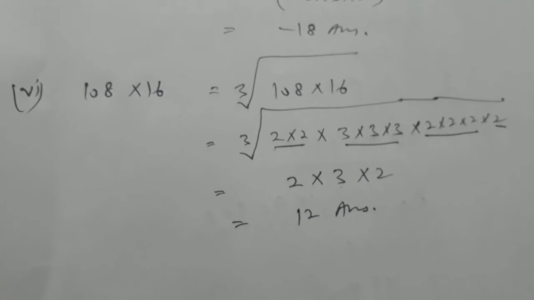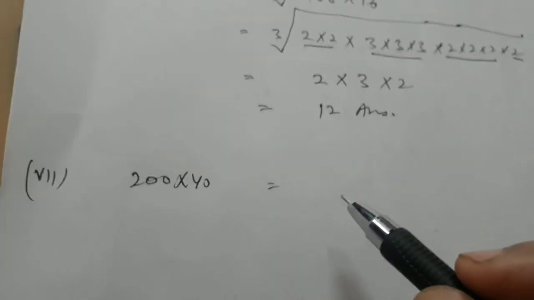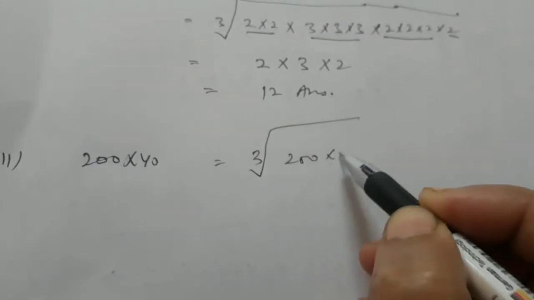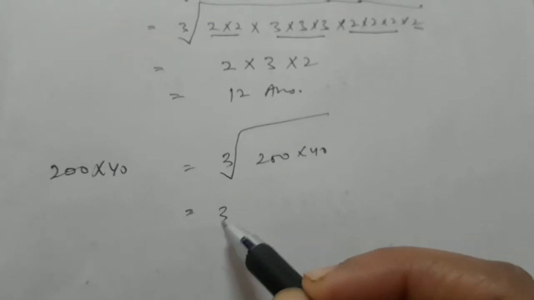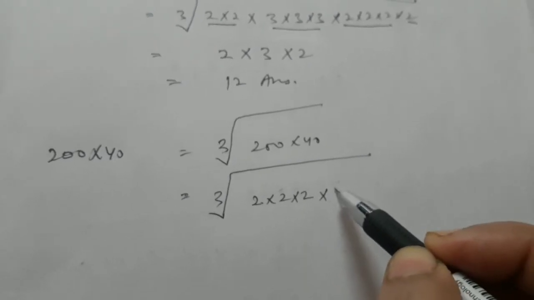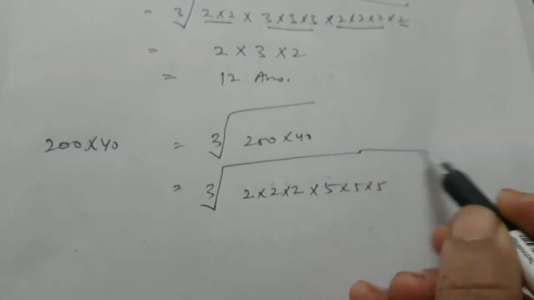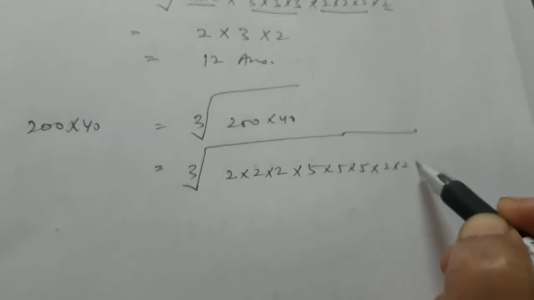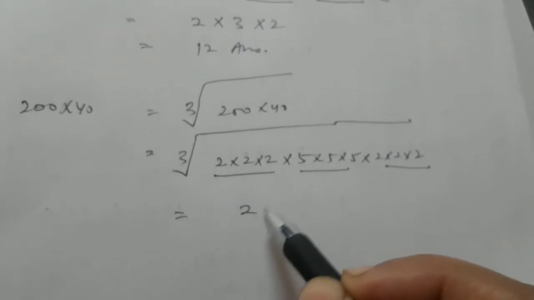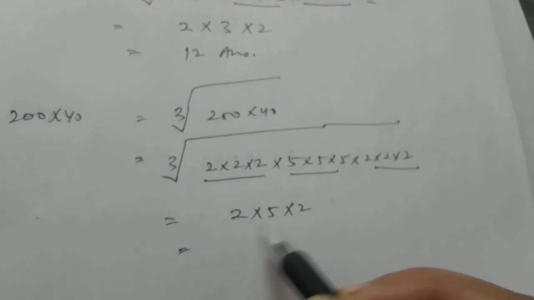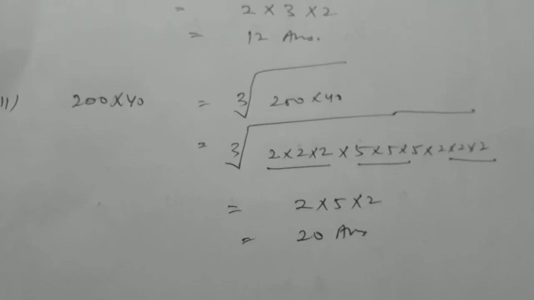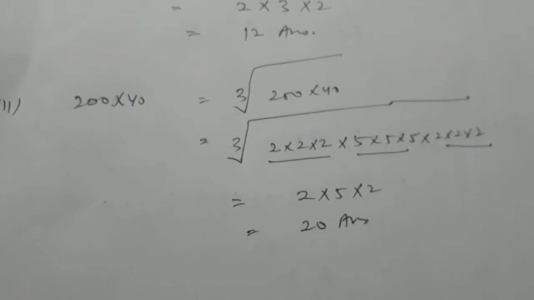Now come to the last two parts. The seventh part is 200 into 40. The factors of 200 are 2 into 2 into 2 and 5 into 5 into 5, and again 2 into 2 into 2. So from these 2s, these 5s, these 2s, one factor will come out. So here 2 5s are 10, 2 10s are 20. So we can say the cube root of 200 into 40 without actual multiplication is 20.